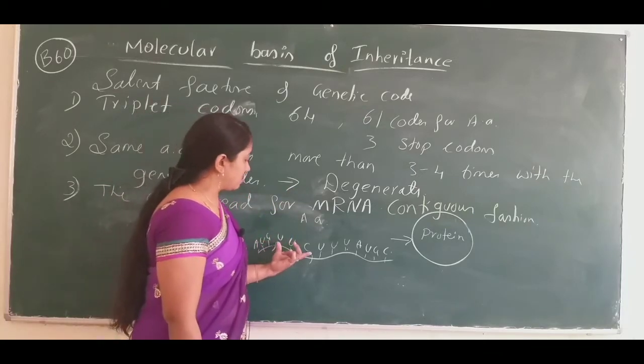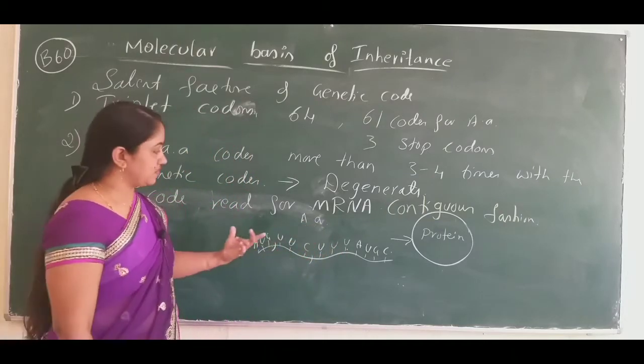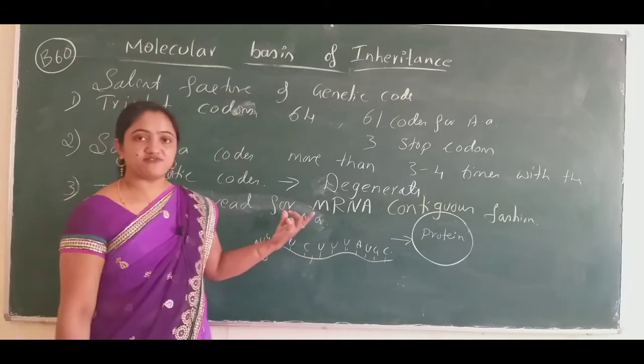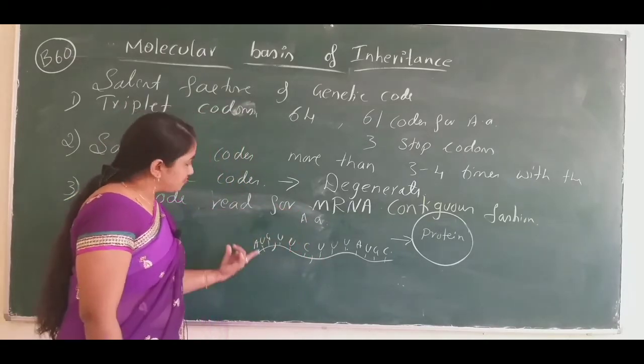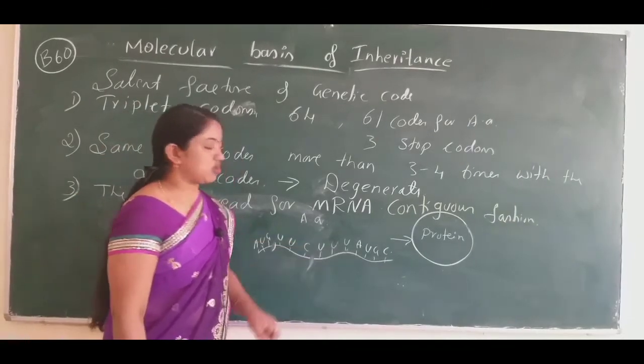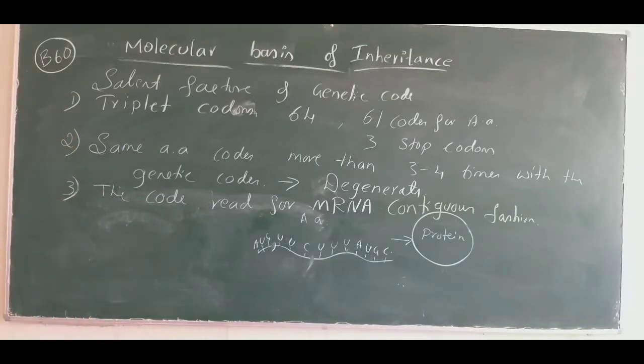The triplet codons are read on the mRNA in the contiguous fashion. It means without any commas, without any full stops. They will be in a continuous form.